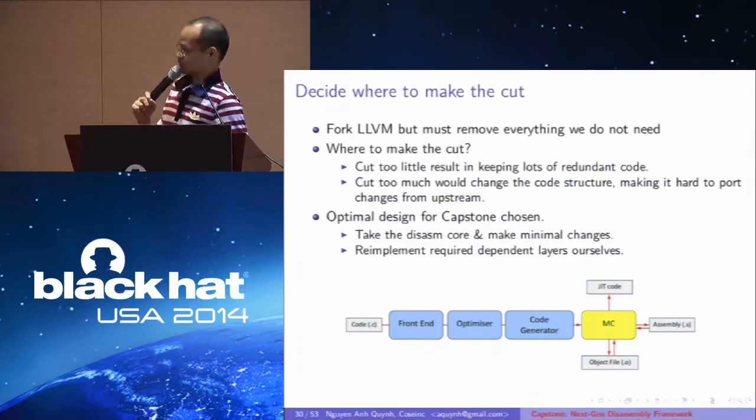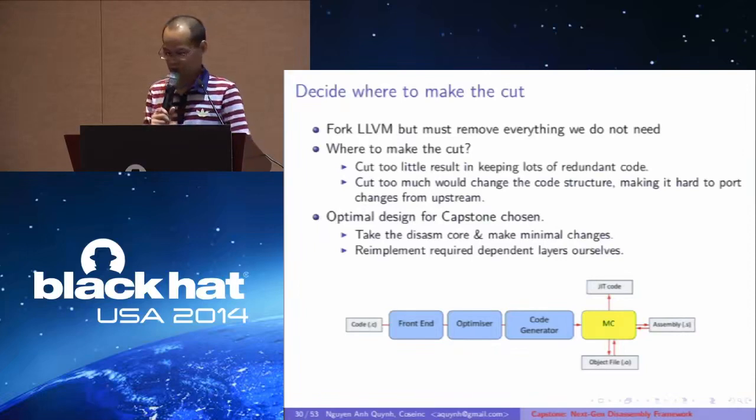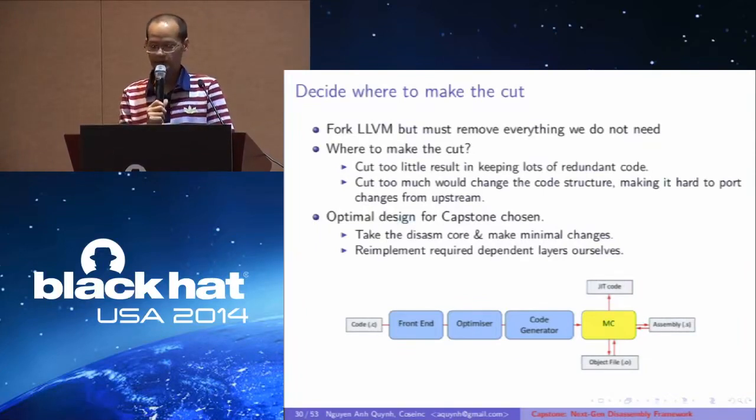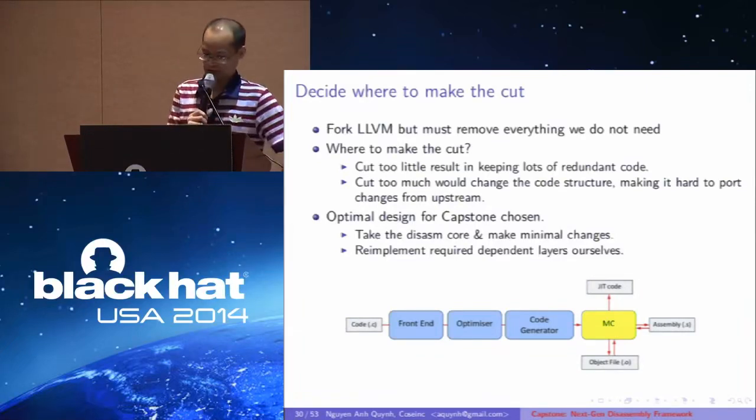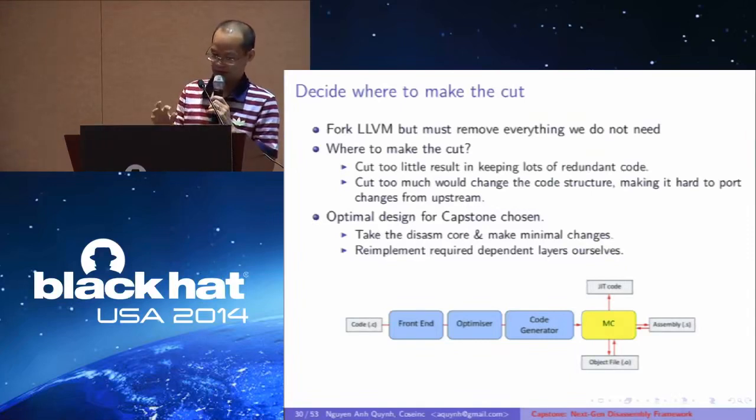So after a lot of time looking at the LLVM source code, I came up with what I think is an optimal design for Capstone. I just take the disassembly component inside MC and make very minimal change, because after that, I can still easily keep up to date with the upstream. And I re-implemented only the required dependent layer ourselves.